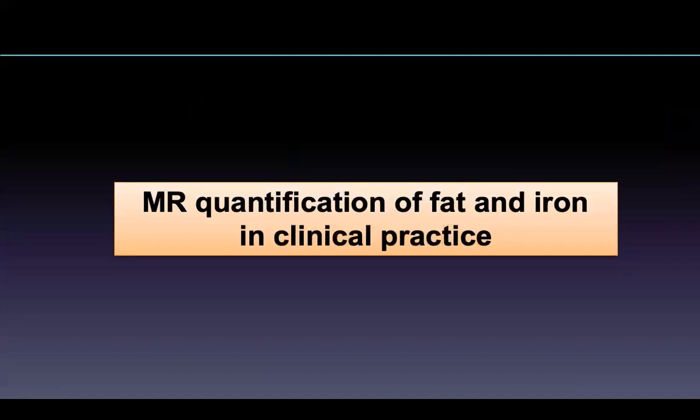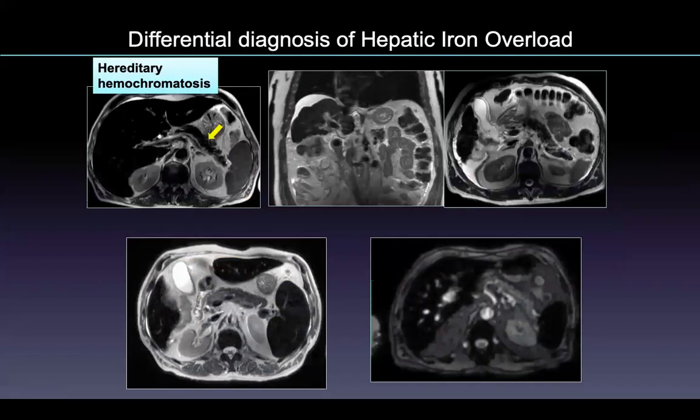So in the last part of my presentation, I will present some cases from my clinical practice to demonstrate the use of quantification in different clinical scenarios. Starting with iron, we know that we have different scenarios of hepatic iron overload. And classically, we learned that the signal intensity of tissues could help us to differentiate these different scenarios.